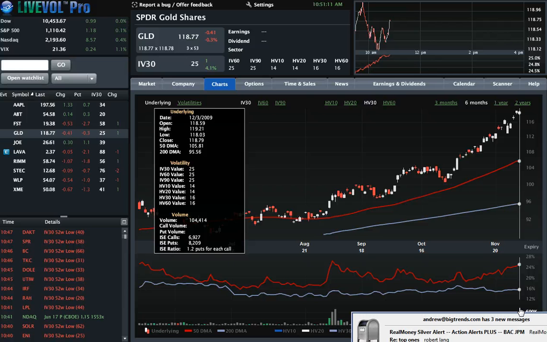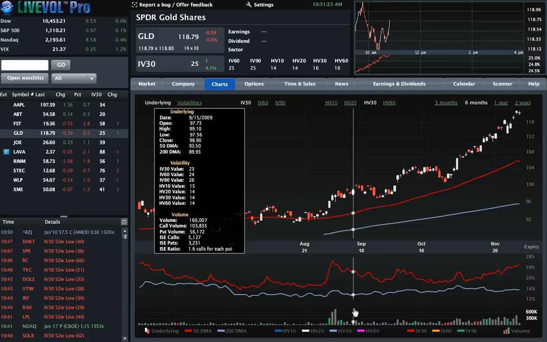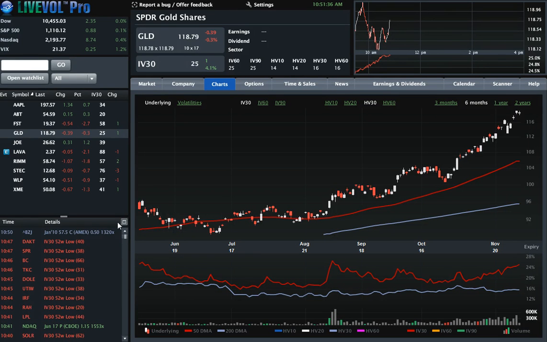Now let's take a look at the day before: 1.1 calls for each put. The bottom line here that I'm looking at, you can see yesterday we had option volume of 469,000 contracts on GLD. The only time we've ever been above that was back here when we had an initial acceleration band breakout, and actually we were at, wow, 761,000 in options contracts.